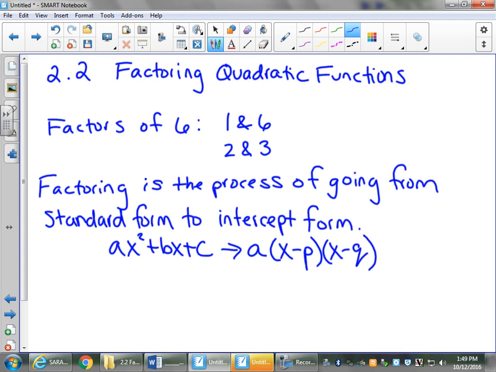There's going to be a very special relationship that we will learn about throughout the entire school year in how these factors relate to the zeros or the x-intercepts or the roots of a function. That has a very special relationship that will come up multiple times throughout the year.